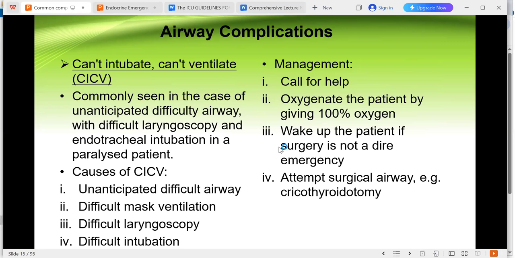Difficult airway does not kill. But when you can't intubate and you can't ventilate the patient, it becomes a problem, usually as a result of unanticipated difficult airway, difficult mask ventilation, difficult laryngoscopy, difficult intubation. So when you face a CICV situation, you need to shout for help. By all means, oxygenate this patient with 100% oxygen. We have said that failure to intubate or ventilate does not kill the patient. What kills the patient? Failure to oxygenate. So by whichever way, try to oxygenate; you can do front of neck access. Just get oxygen into the patient by all means, and wake up the patient if the surgery is not a dire emergency.